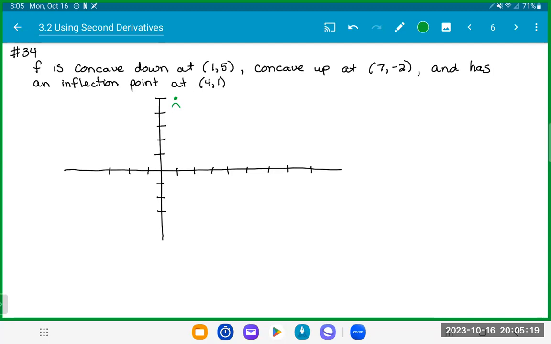The next one tells us that we're concave up at 7, 2. So we come out here 1, 2, 3, 4, 5, 6, 7, 2, about right here. And it tells us for this one that we are concave up.